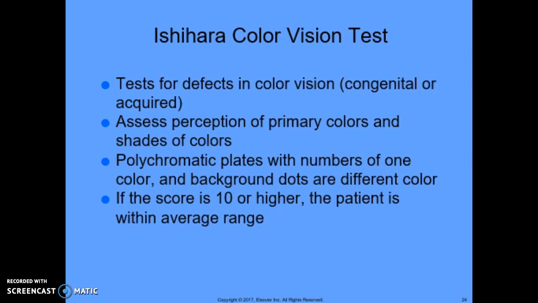So again, you can see this in your book. If the score is 10 or higher, the patient is within the average range. If the score is 7 or lower, the patient is suspected of having a color deficiency, and the ophthalmologist performs additional assessment tests using more precise color vision testing equipment.